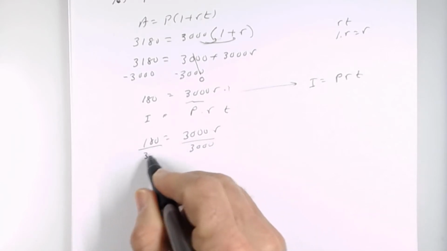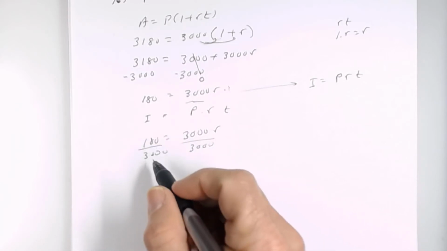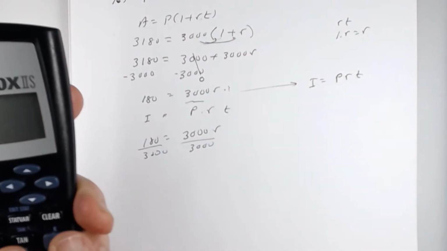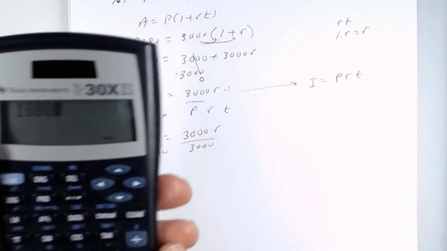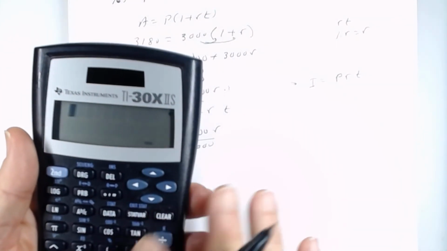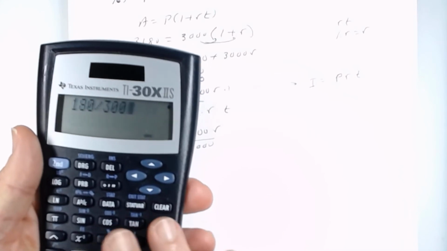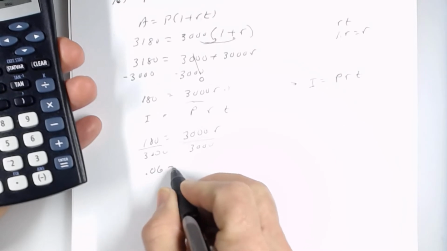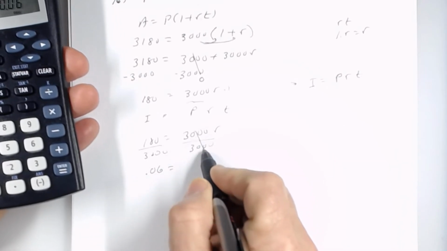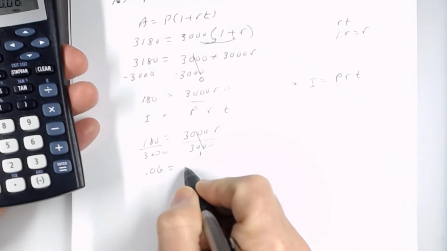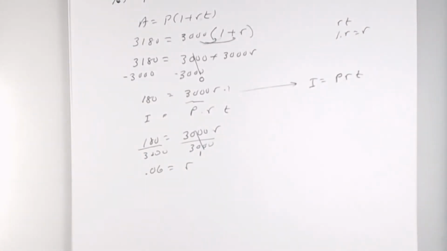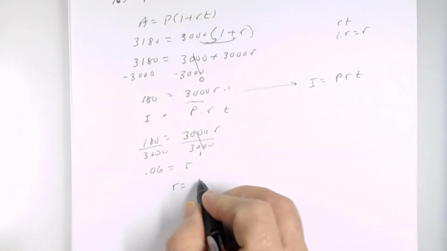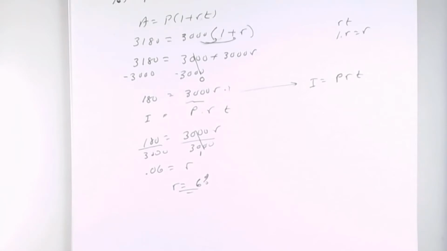So go and use your calculator now. What is 180 divided by 3,000? When you do 180 divided by 3,000, I get 0.06. Is that what y'all got? And 0.06 equals, now remember, 3,000 divided by 3,000, that's 1. 1 times R is R. And you got R by itself. But you got to write the rate as a percent. So what's this as a percent? 6%. So there's your answer.